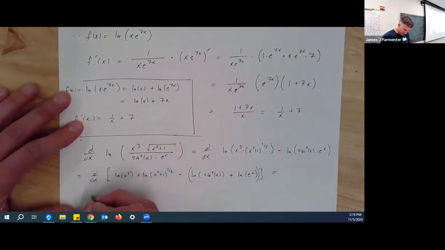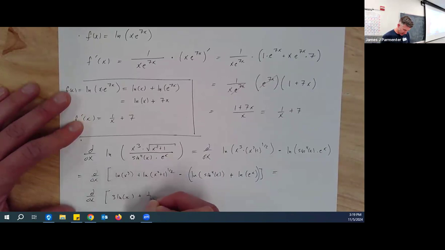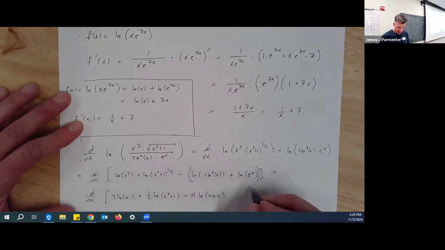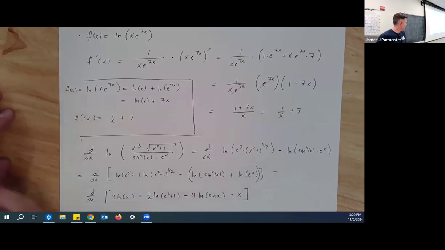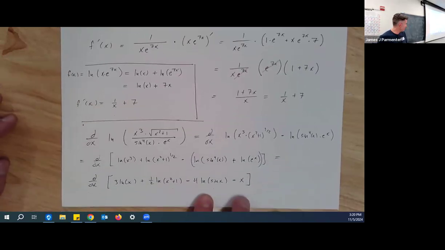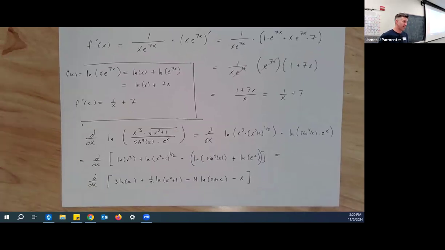Bring down the powers. This is going to be the derivative of 3 times natural log of x plus 1/2 times the natural log of x squared plus 1 minus 4 times the natural log of sine of x. And then minus the natural log of e to the x, which is just x. And now, after simplifying this quite a bit, we are ready to take the derivative and not do nearly as much work trying to differentiate it.